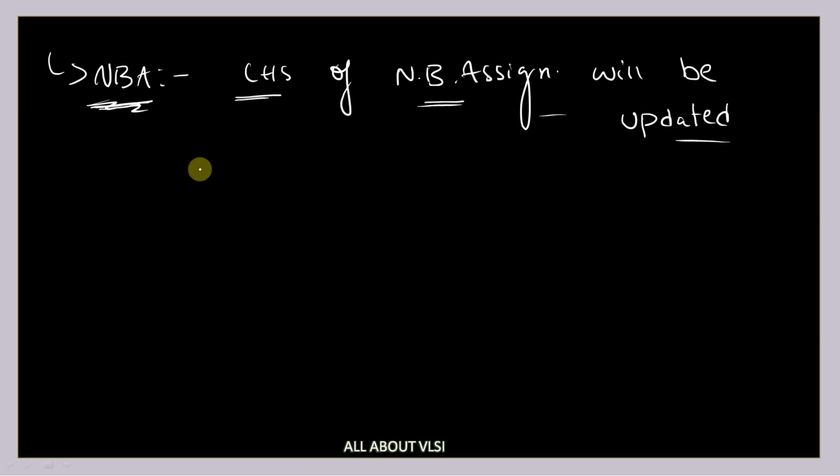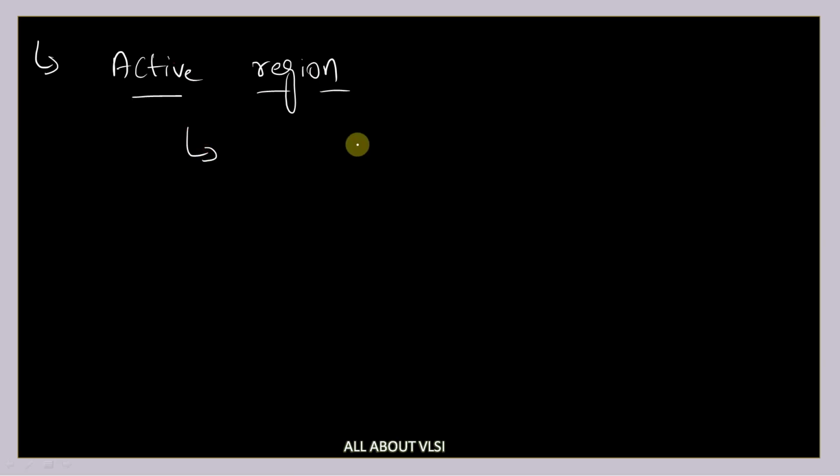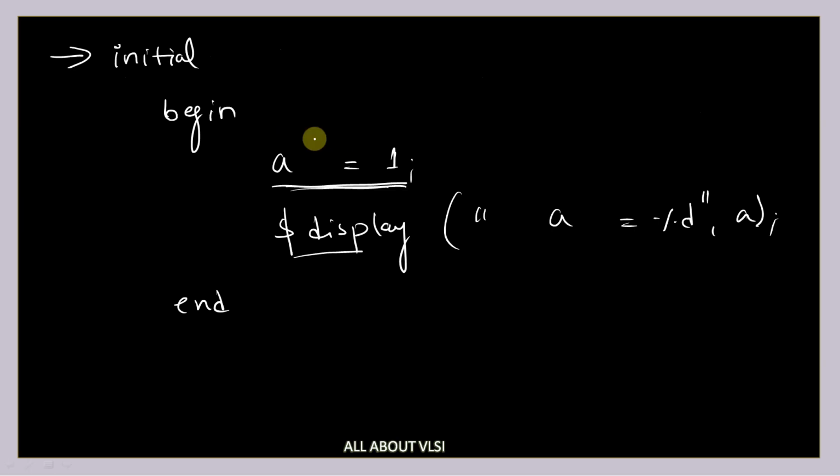Now let us talk about one more thing, which is your dollar. And one more time we will see the active region. In the Verilog event scheduler, the first region is the active region, next is inactive, followed by the NBA region and the postponed region. First of all, let us see what is happening in the active region. What have we discussed in the active region?